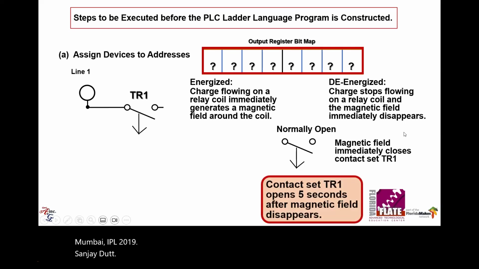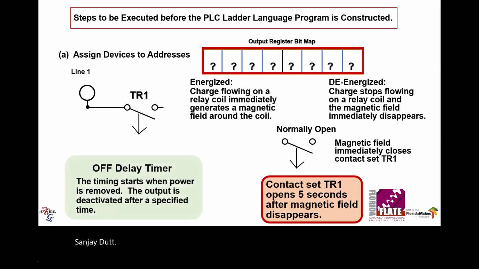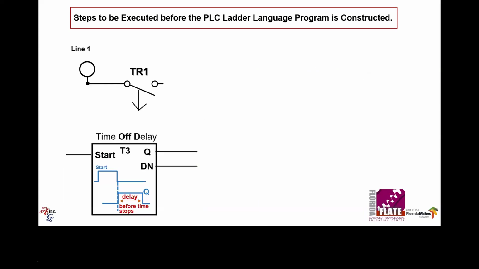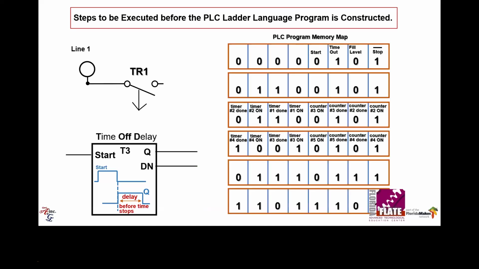So the contact set opens for 5 seconds after the magnetic field disappears. So that's a delay. When you don't want to have magnetic energizing and de-energizing vocabulary because you don't have any relays, you still have a timer, and the timer does the same thing. The timing starts when the power is removed. The output is deactivated after a specific time. So that's what's going on with that symbol. There's a program element, and we're finally getting to that point in the presentation. The PLC has that as a program element.